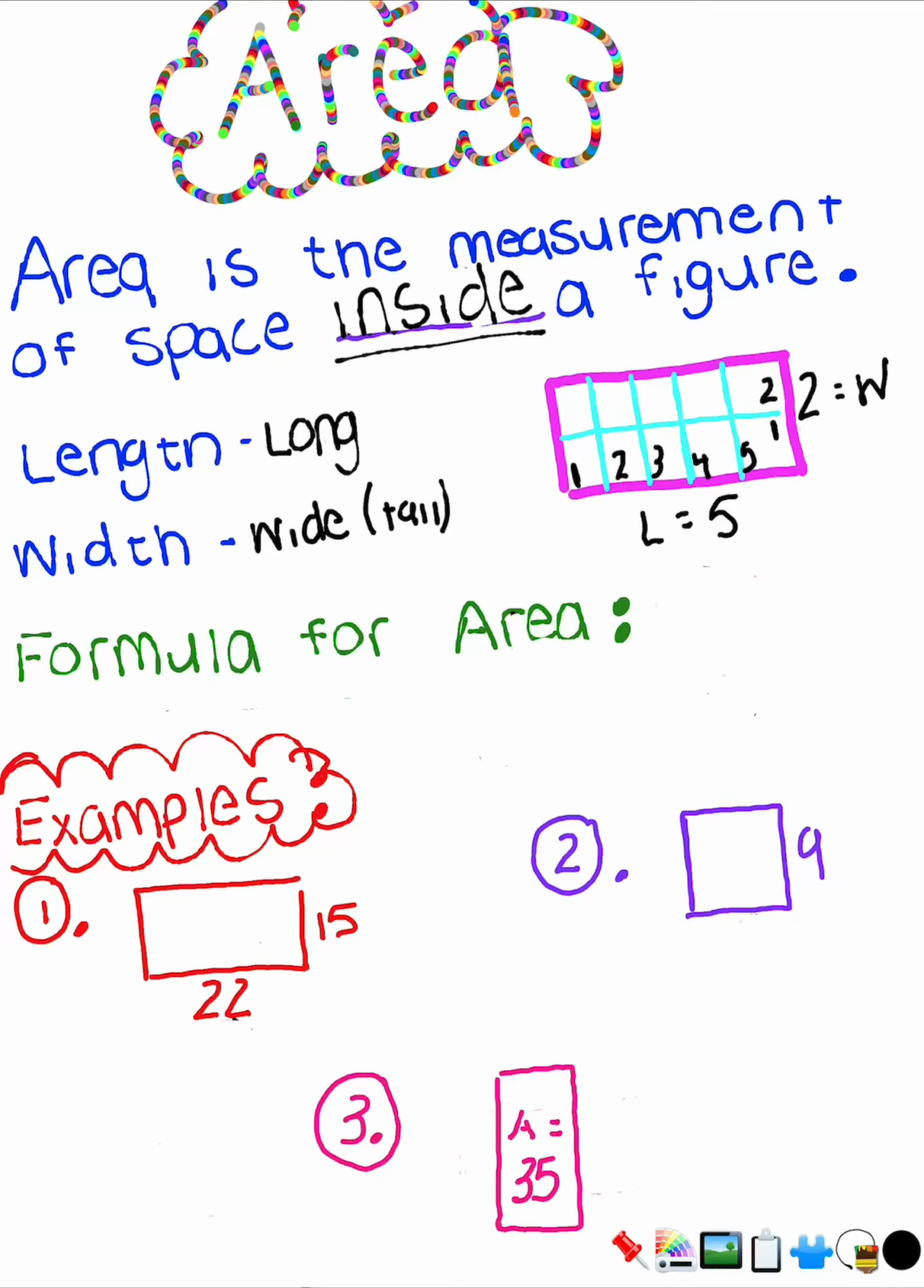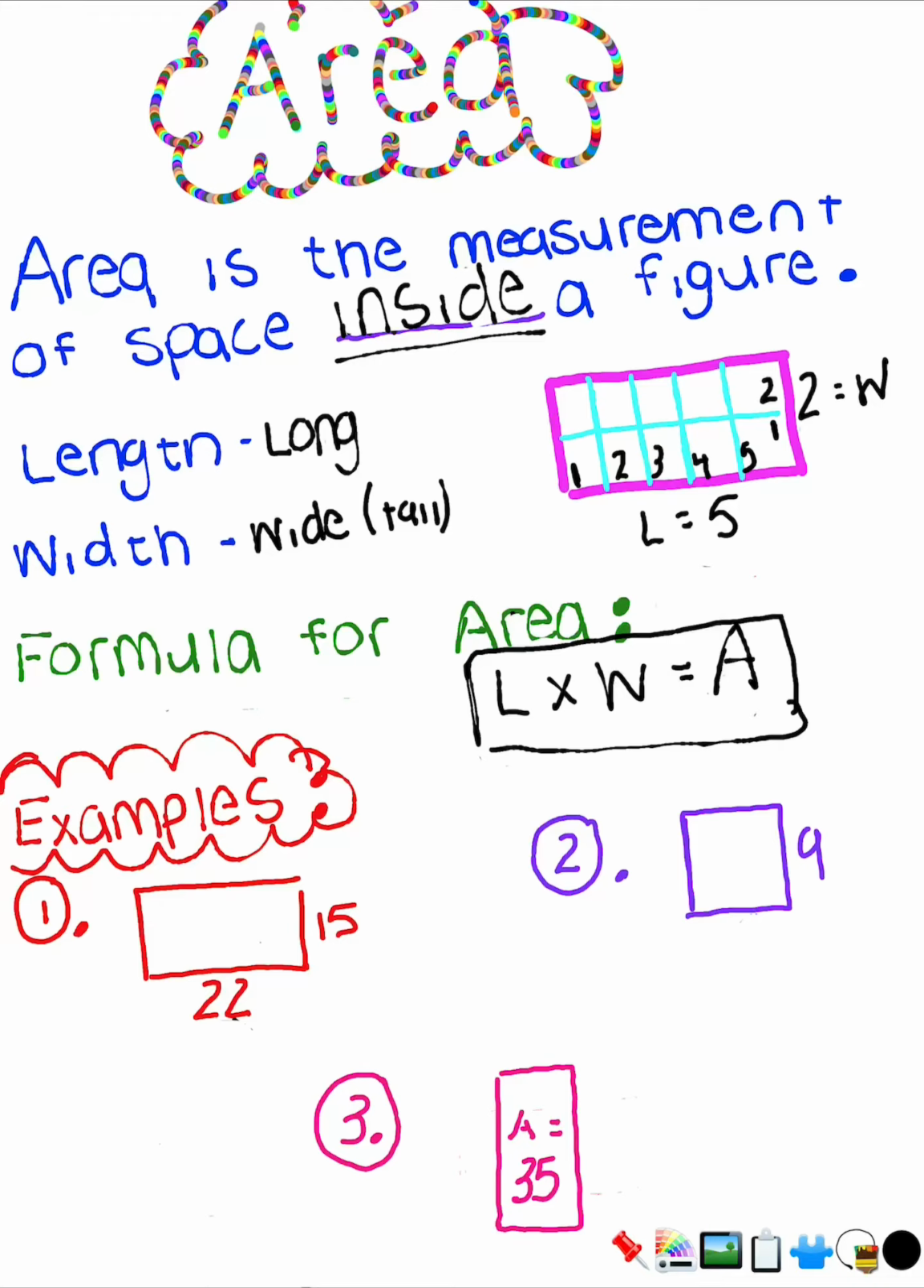So let's talk about the formula for area. Just like perimeter, we need a formula to find the area. For area, it's going to look a little bit different. So for area, our formula will be length times width. And that is going to equal the area of our square or rectangle. So this is going to be very important for us.